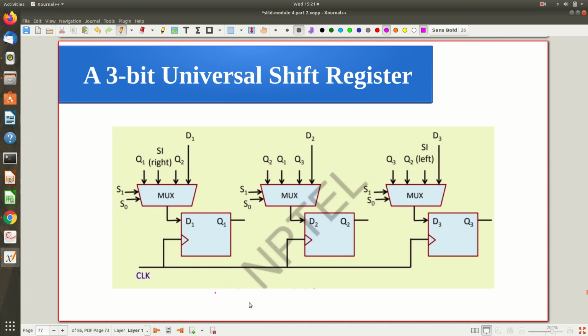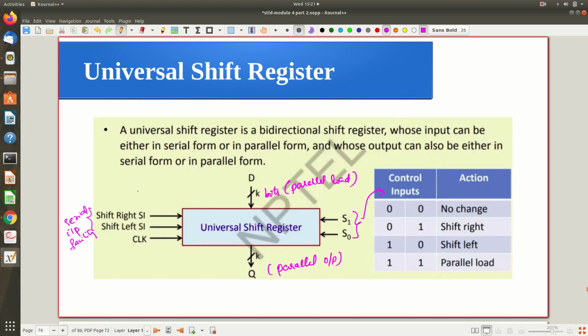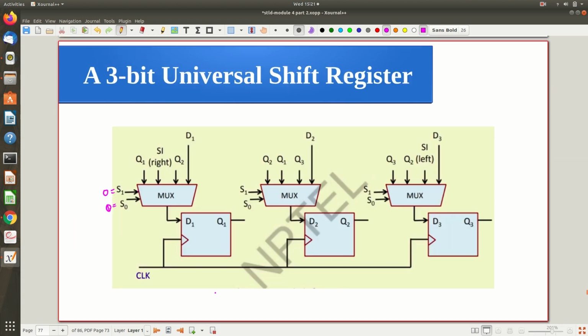So what I am trying to show you is how it will behave when S1 is equal to 0 and S0 is equal to 0. This is the very first combination, right? I am applying S1 and S0 as 0 0, and you know 0 0 corresponds to no change. Let's see whether it is capable of doing that. So you know, this is our multiplexer. These are all the input lines, and this is the select line of the multiplexer. So to all multiplexer select lines I am applying 0 0 as input.